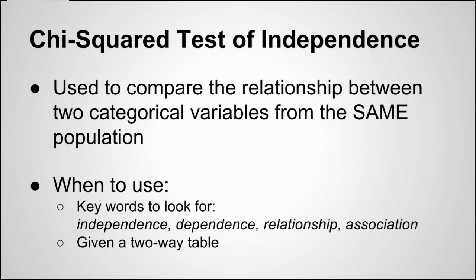A chi-square test of independence is used to compare the relationship between two categorical variables from the same population. So when you're taking your test, be sure to look for keywords such as independence, dependence, relationship, and association. And also, if you are given a two-way table of observed values, you know that you should use the chi-squared test of independence.